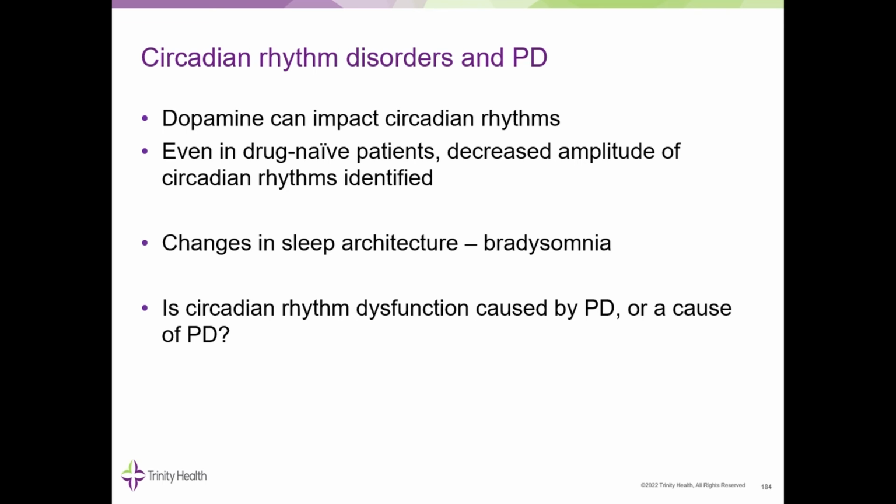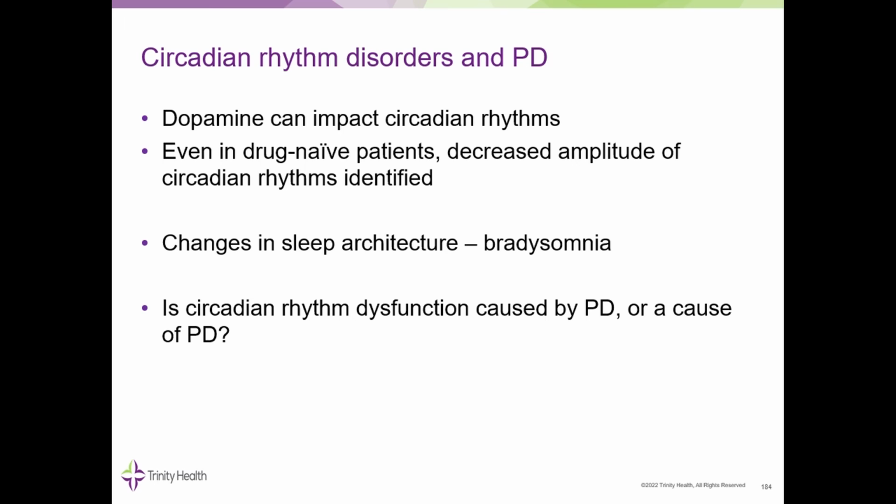Now, the whole circadian rhythm thing can be thrown off by Parkinson's disease. Issues with dopamine and dopamine irregularities and imbalances can impact circadian rhythms. Even patients who have never been on levodopa, which turns into dopamine in our brain, may have issues with circadian rhythm problems. If patients have changes within their sleep architecture, they may have what we call bradysomnia, or more issues with trying to fall asleep.